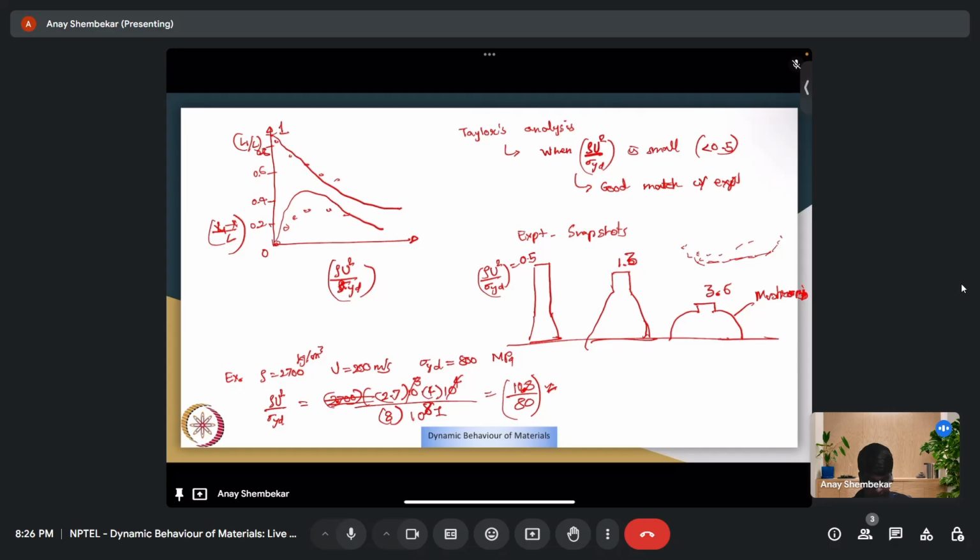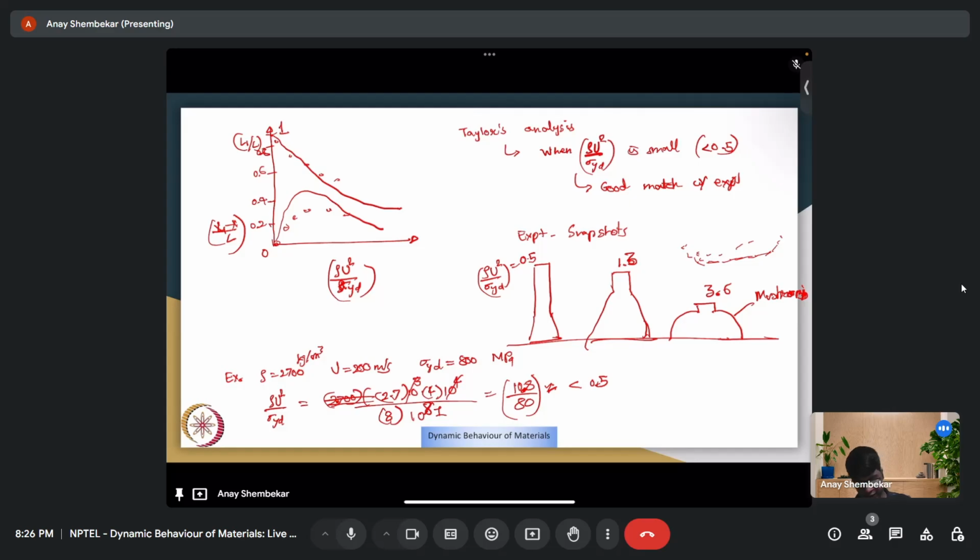So for this particular value, you can clearly see that this is less than 0.5, which means that if these are the parameters that we know, dynamic yield stress, impact velocity, and density, then the assumptions that we have made in this analysis are valid, and after impact, your predictions from this simplistic analysis should be close to your experiments.